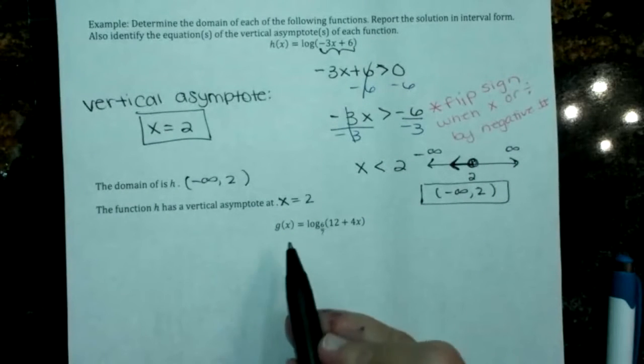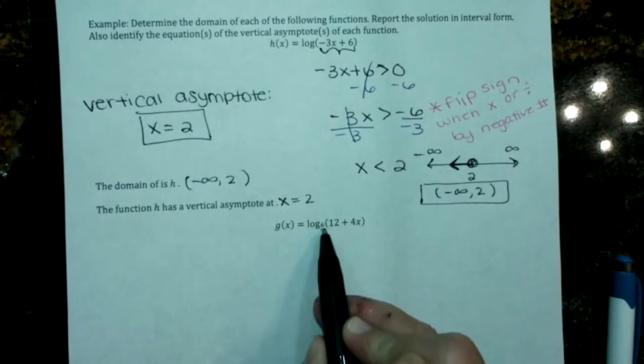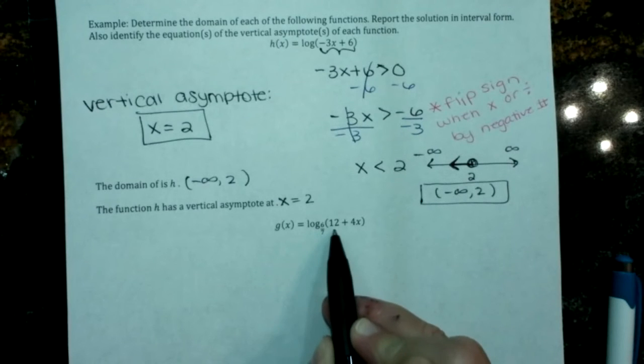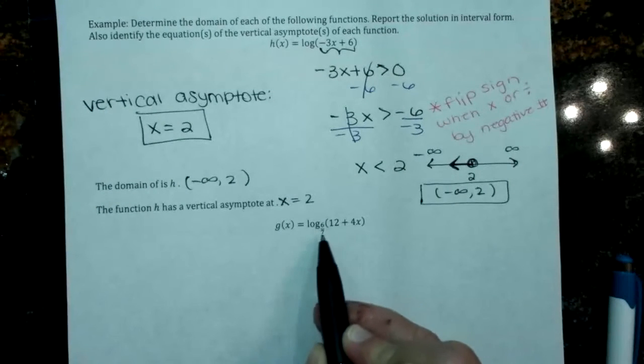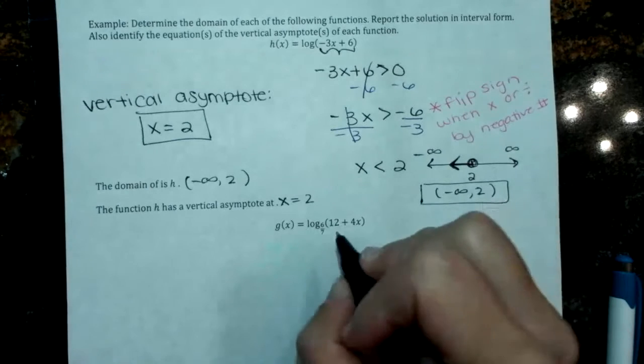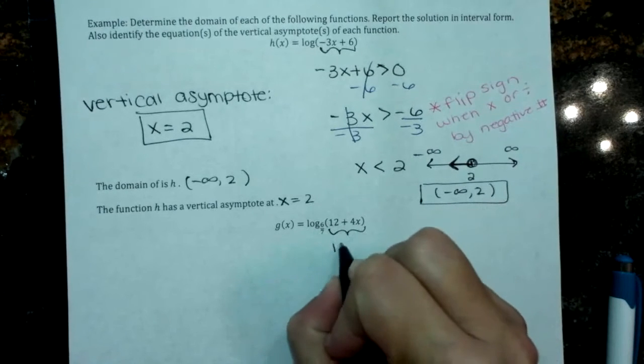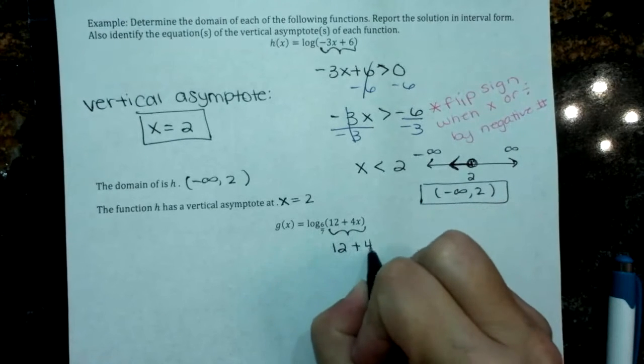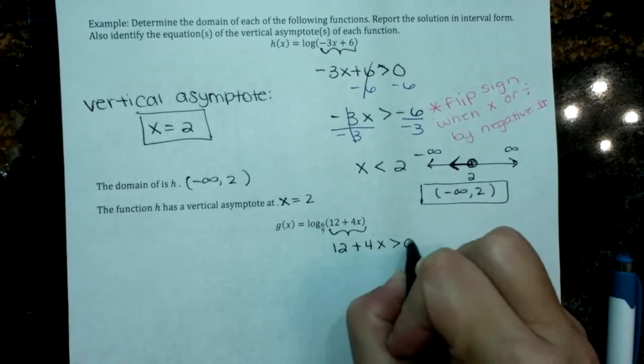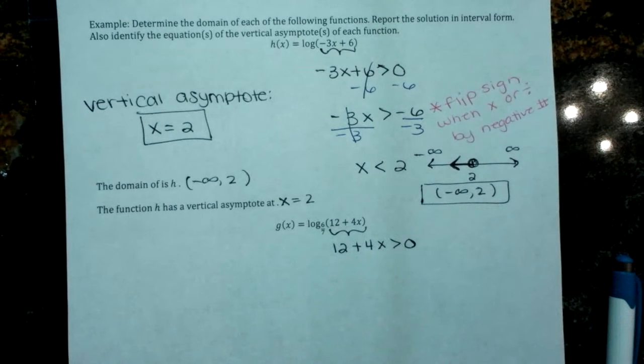So same thing for the next one. g of x equals log base 6/7 of 12 plus 4x. Notice I don't even care what the base is. It doesn't matter. Whatever we're taking the log of, which in this case is 12 plus 4x, has to be positive. It has to be greater than 0.